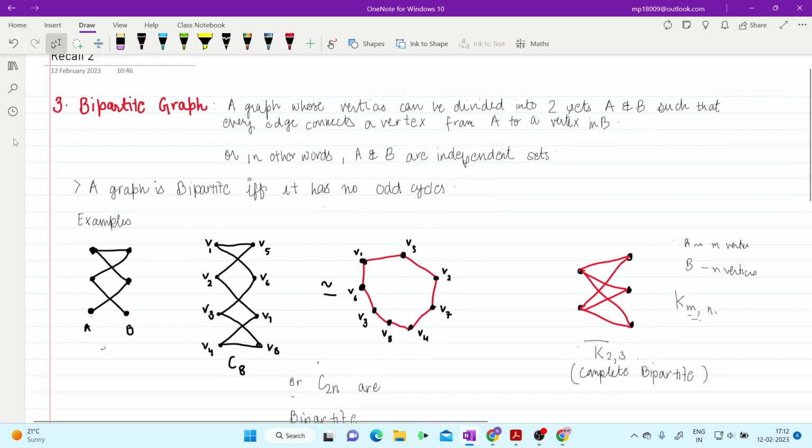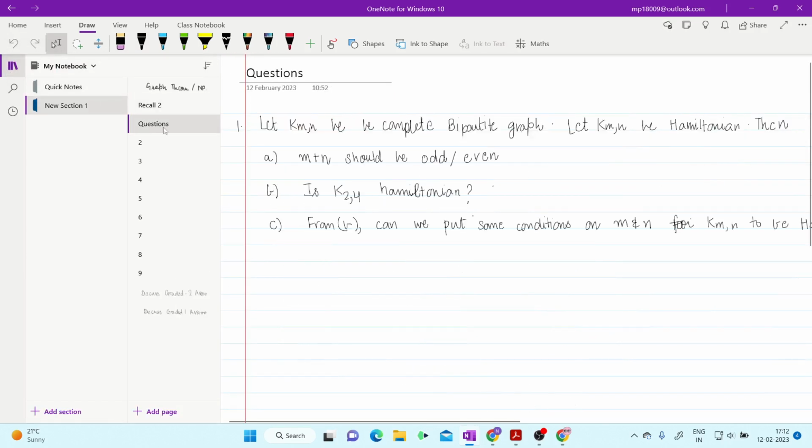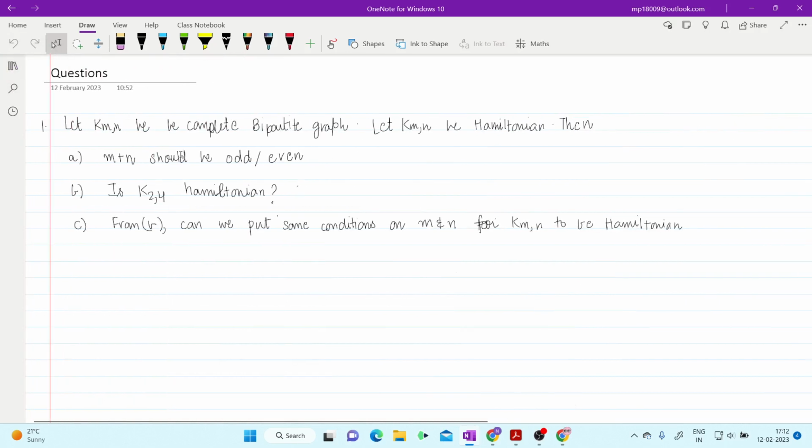So now, let's look at the first question. We have just defined what a complete bipartite graph is. Now additionally, let's assume that this complete bipartite graph is Hamiltonian. Then the first question is, what should be the sum of m and n? So what do you think? If Kmn is a complete bipartite graph and we assume Kmn to be Hamiltonian, then m plus n should be odd or even? Any answers?